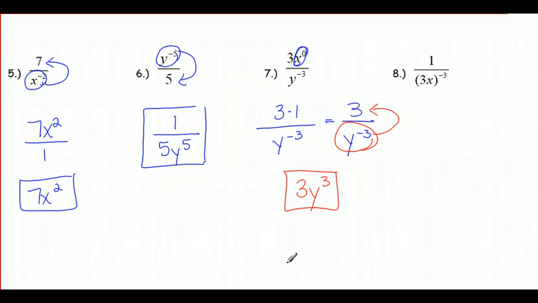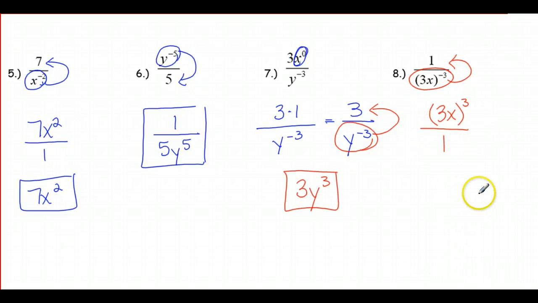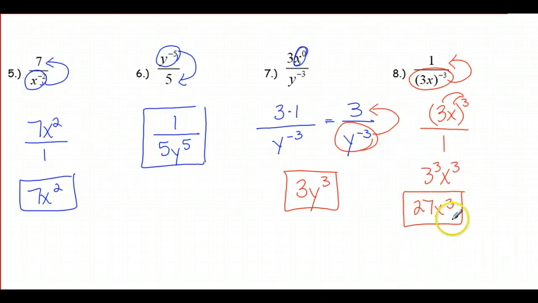Alright, number 8. We have 1 over 3x to the negative 3rd. So again, the first thing we're going to do is, well, actually what I might do is, since this whole thing is raised to a negative exponent, I'm going to take this whole thing and move it to the top. So now we have 3x to the positive 3. And you could say over 1, but you don't have to. So then I'm going to distribute in my 3. So I have 3 cubed x cubed. 3 cubed is 27 x cubed.